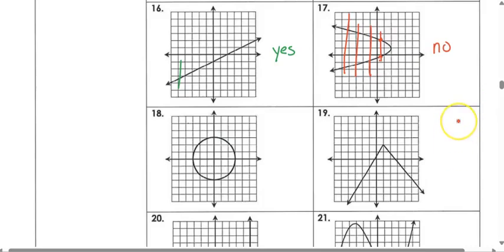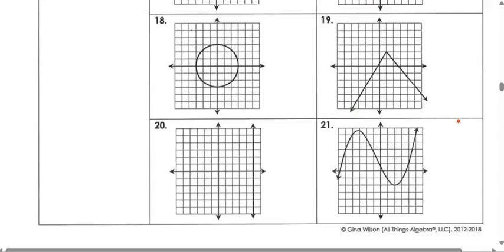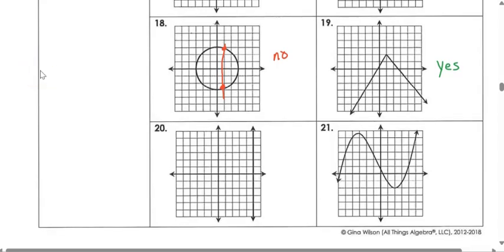Okay, I want you to pause here, try 18 and 19. All right, so 18 should be no, because I can draw a vertical line that touches the circle in more than one place. That means it's not a function. 19 should be yes, because anywhere I draw a vertical line, it's only going to touch this graph in one spot. And that is it for 5.2.